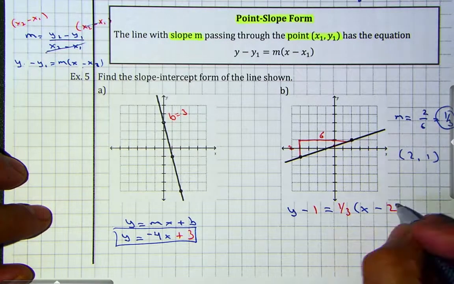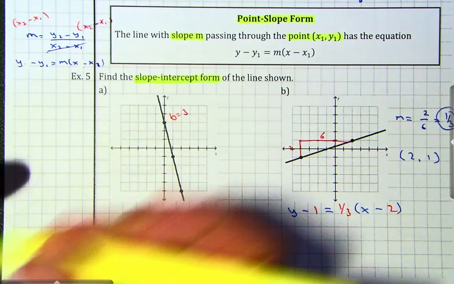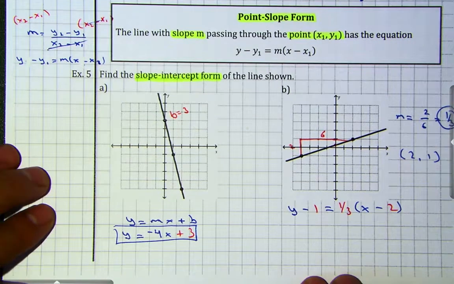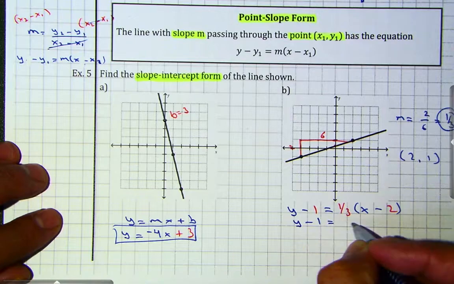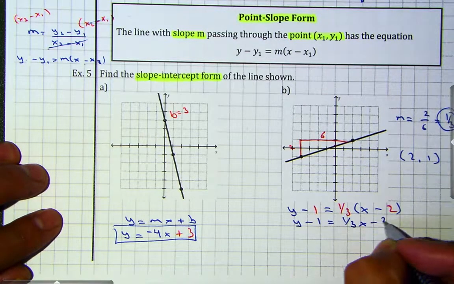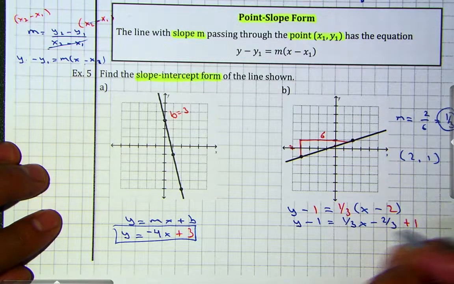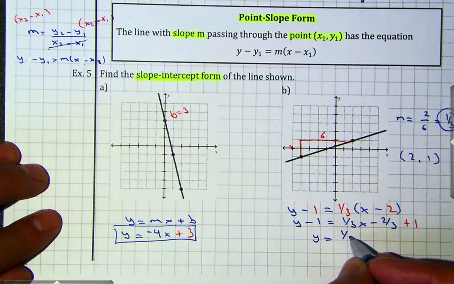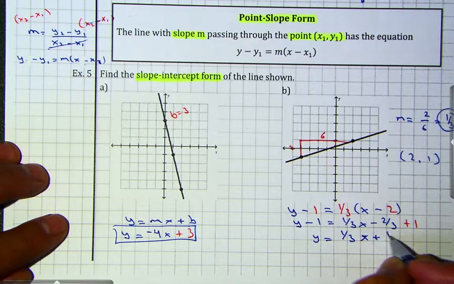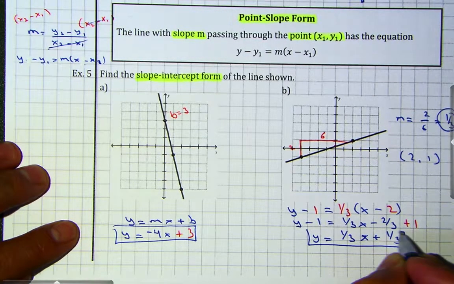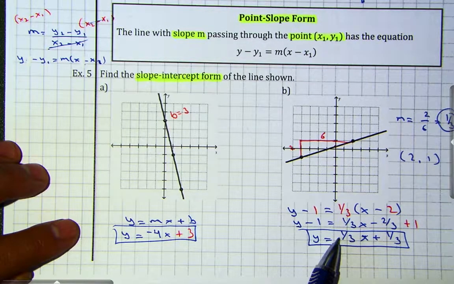And now we can just solve for y because they want us to find the slope-intercept form of the equation. So solve for y, see what you get, and then we can compare our answers. So it gives me y minus 1 equals 1/3 x minus 2/3, plus 1 on both sides. So y equals 1/3 x, and negative 2/3 plus 1 will give you plus 1/3. So therefore, your y-intercept is 1/3, which matches, and your slope is up 1 and right 3.